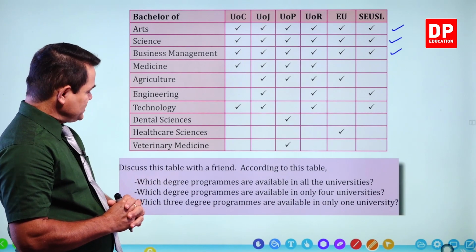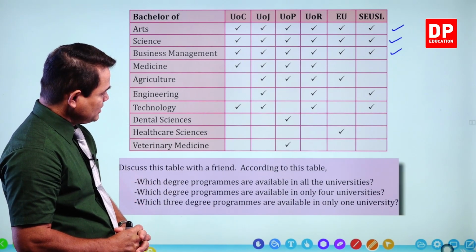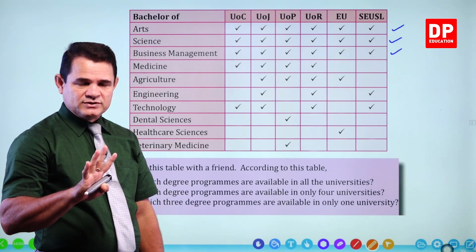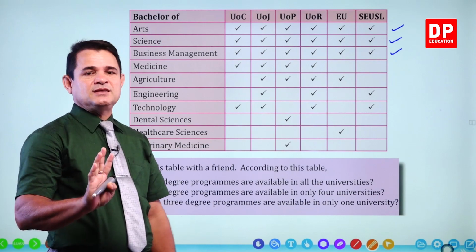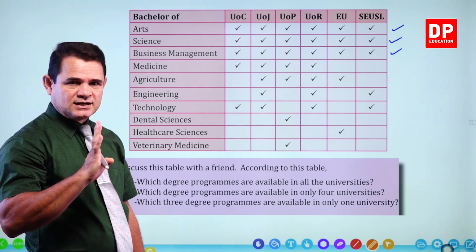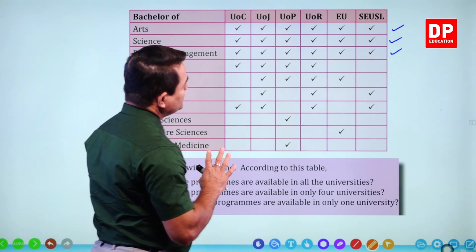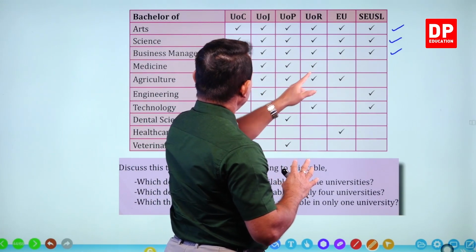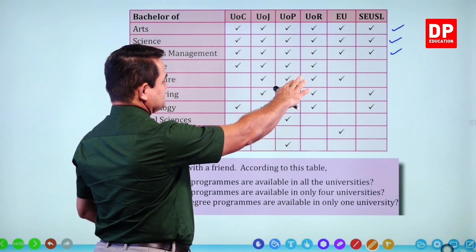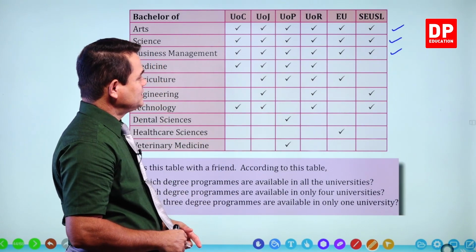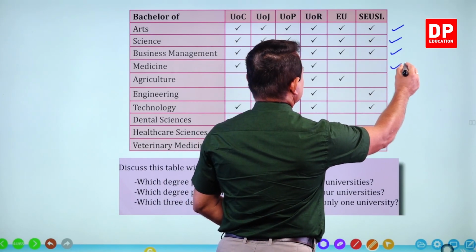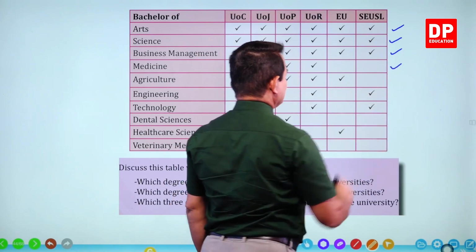Next one, which degree programs are available in only 4 universities? Only 4 universities. Which degree programs are in only 4 universities? So then 1, 2, 3, 4. This one, medicine, only in these 4 universities. Right? Not this. So this one. Right? So that is for the second one.